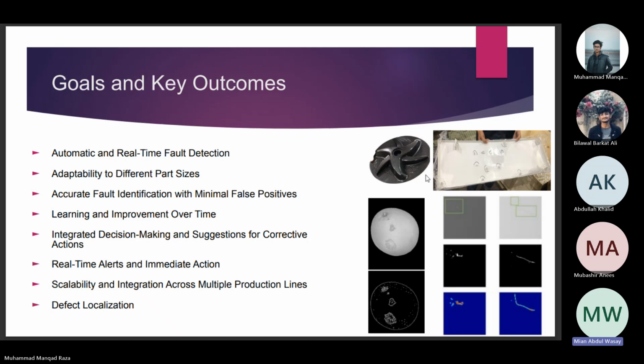It will also improve over time, through machine learning. It will improve as time goes on, and it will enhance its detection capabilities. Additionally, the system will offer integrated decision making for corrective actions and real time alerts for enabling quick response if faults occur. The system is also designed to be scalable and will work seamlessly across multiple production lines. It will also localize defects, pinpointing the exact location for more efficient inspection.